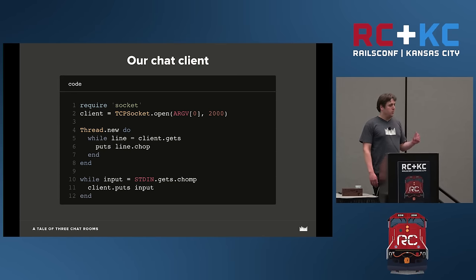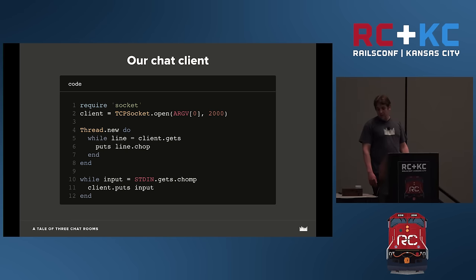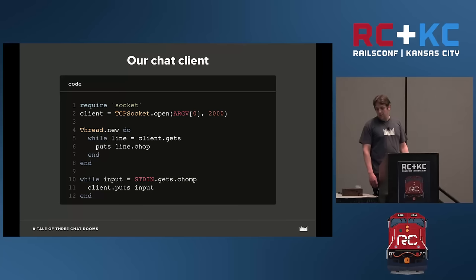And then it boots up a little thread that just asks the client for incoming data. So basically, anything the server sends back to the client will get written out to the command line. And finally, it just listens on the command line. That's this stdin.get. Basically, it just waits for you to type something, press enter, and then it will trigger that loop. And then it puts that on the client, and that means that it gets written back to the server.